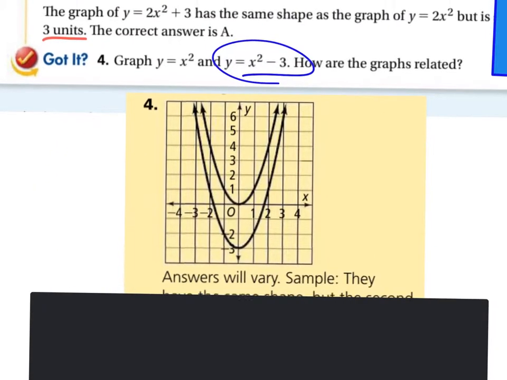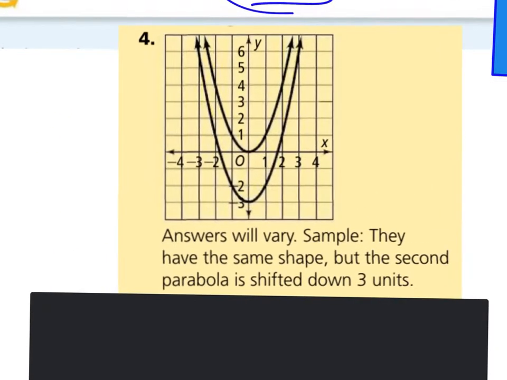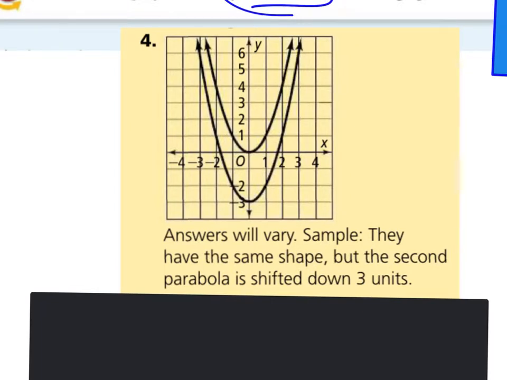So here's what that would look like. You can see this graph would be our y equals x squared, and then y equals x squared minus 3. Everything just gets shifted down 3. So instead of our vertex being at 0, 0, it's now at 0, negative 3. Everything shifted down 3 units gives us that second graph.